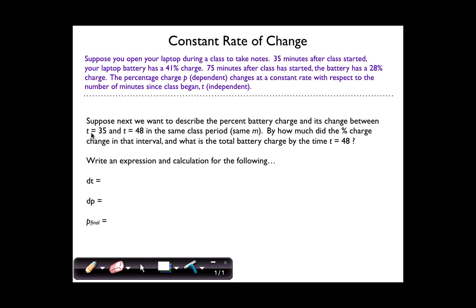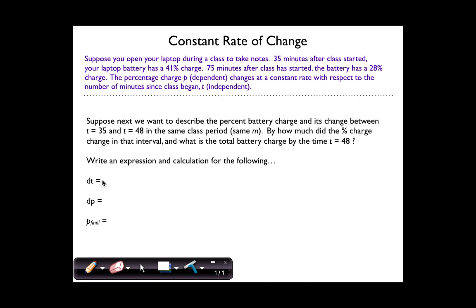All right, so let's talk about this a couple different ways, but dt, asking for how much time we're interested in, look at what the time interval we're looking at, how long it extends. So in the original, when we computed the constant rate of change, we had a time interval that was from 35 to 75 minutes into class. Now we're just looking at 35 to 48 minutes into class. So part of class, but still within that interval that was mentioned above, so still legitimate to use the same M.